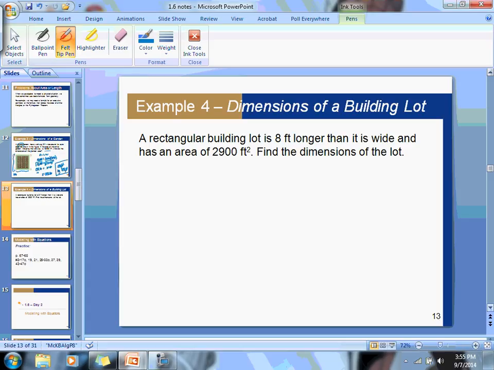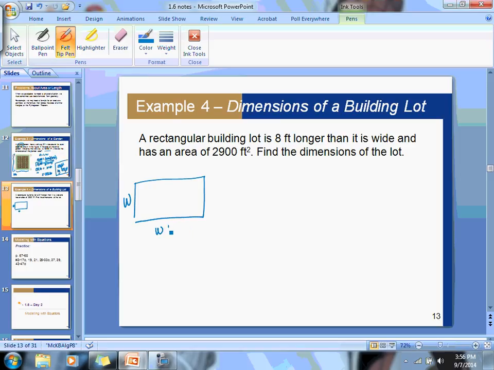Dimensions of a building lot. Now this one we don't have a picture drawn for it, so we're probably going to want to use that strategy where we draw a picture as we read through this. So we have a rectangular building lot. Well, I'm going to draw a rectangle then. A rectangular building lot is 8 feet longer than it is wide. Okay, so here's my width, and this is my length, but it's 8 feet longer than it is wide.